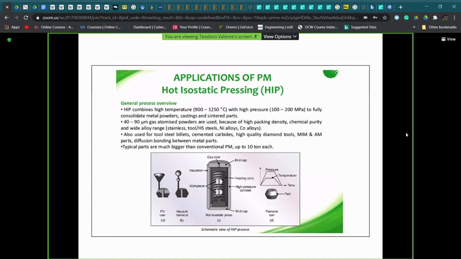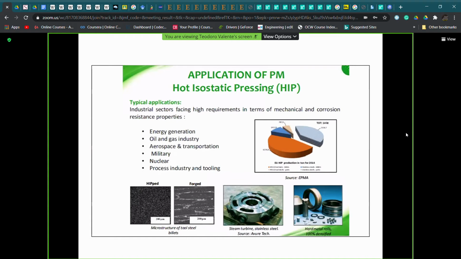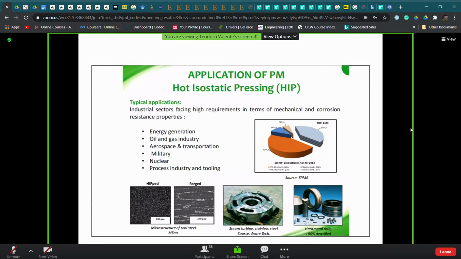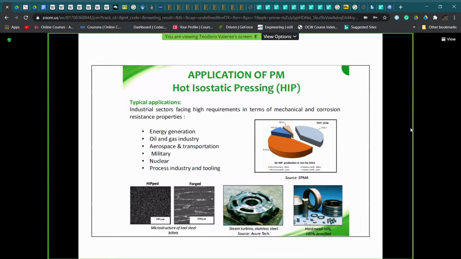size of starting powders. This technique is usually used for the fabrication of small parts, also in this case, because we need a die in which we must apply an isostatic pressure. But the components, even though in volumes they are not so much, in value for niche applications cannot be neglected, and are found in energy generation components, oil and gas industry, some aerospace, military, nuclear, and process industry, and tooling.